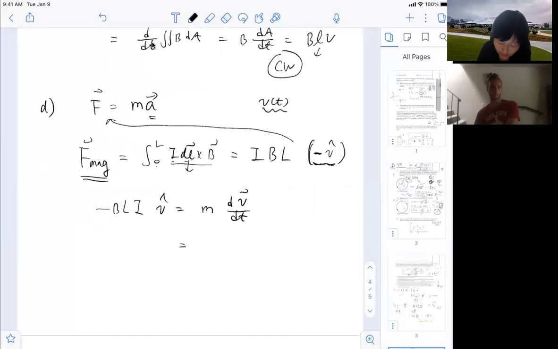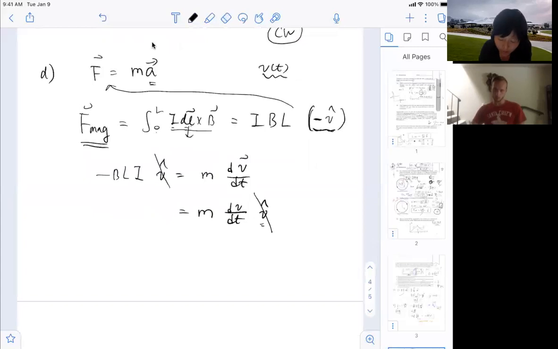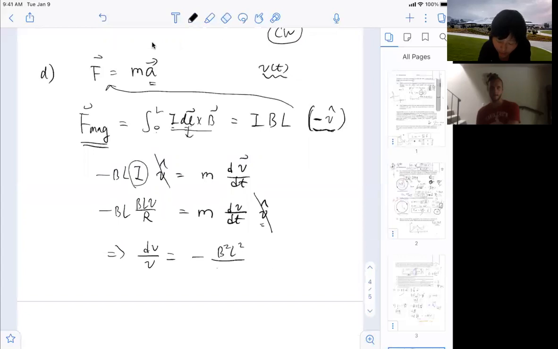Okay, and what is dv/dt? dv/dt is in the v hat direction. I'm going to separate my direction from my magnitude. Since I have a v hat on both sides, I can get rid of it. You could have kept this as x hat though, and then you will write dv as v x hat. You will cancel your x hat anyway, so it ends up the same. So I get a differential equation for my velocity. I can plug in my current, which is BLv over R, and I get dv over v is equal to negative B squared L squared over mR dt.